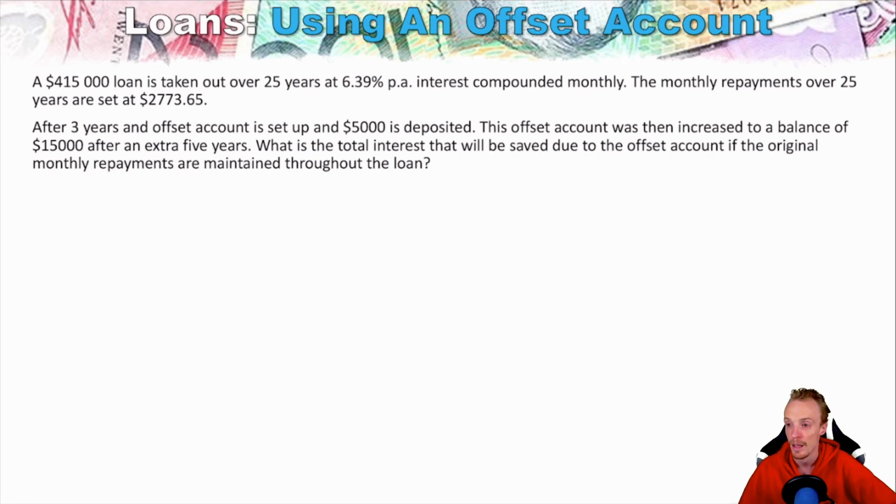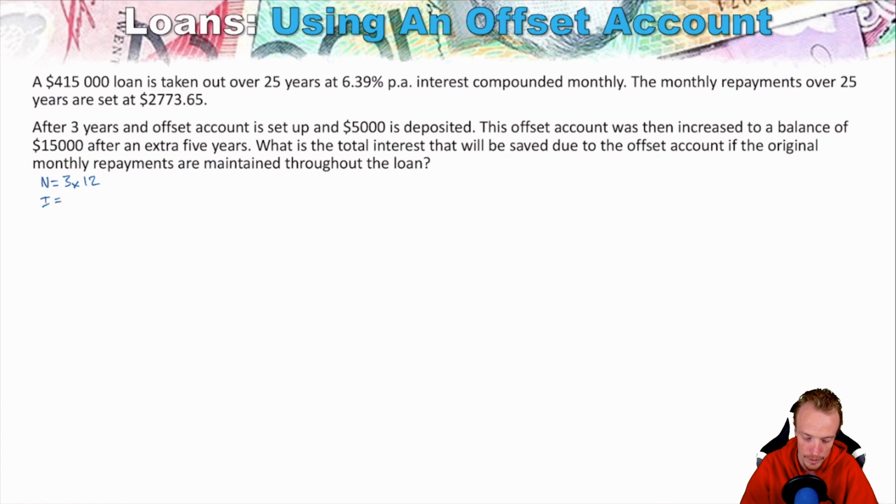And then we're going to maintain the minimum monthly repayments right throughout, and that $15,000 balance will be maintained till the end of the loan. So how do we go about this? Well, the first thing we need to do is calculate what the balance of the loan is going to be after 3 years.